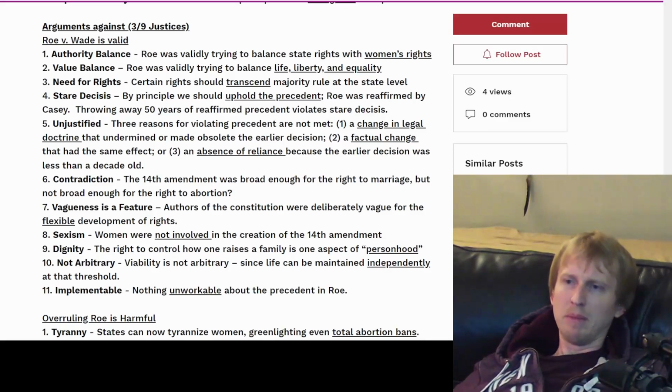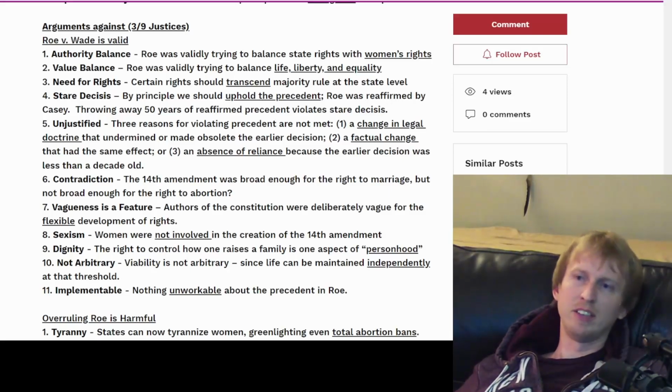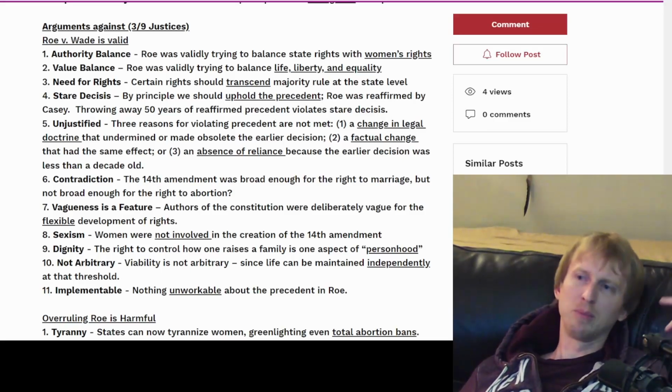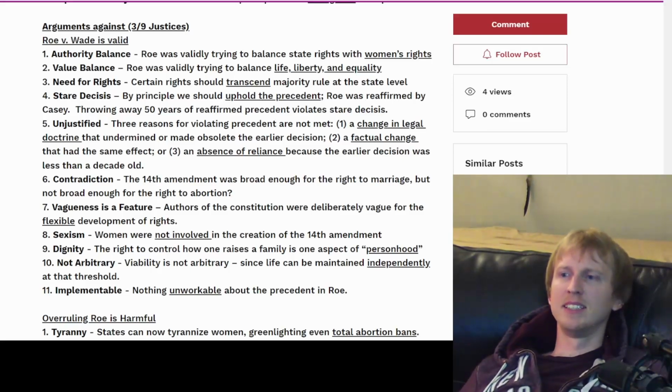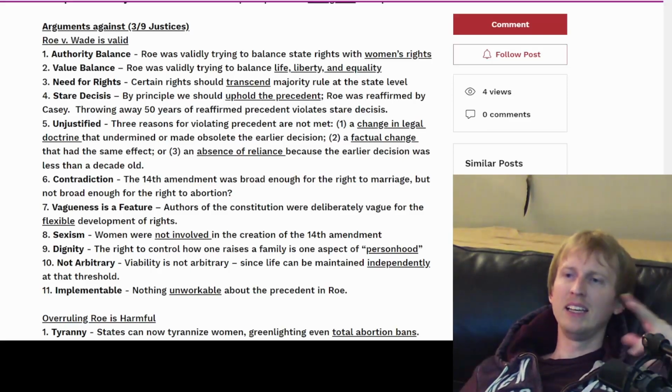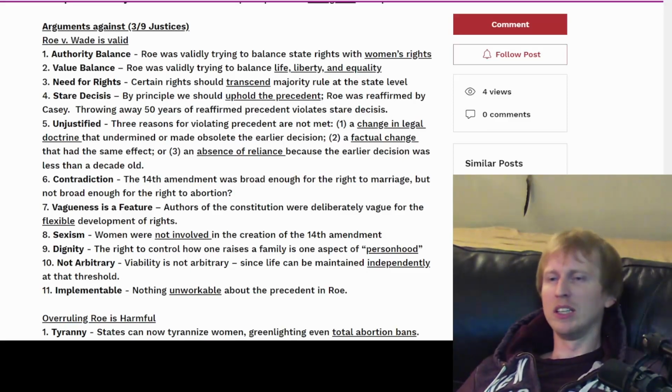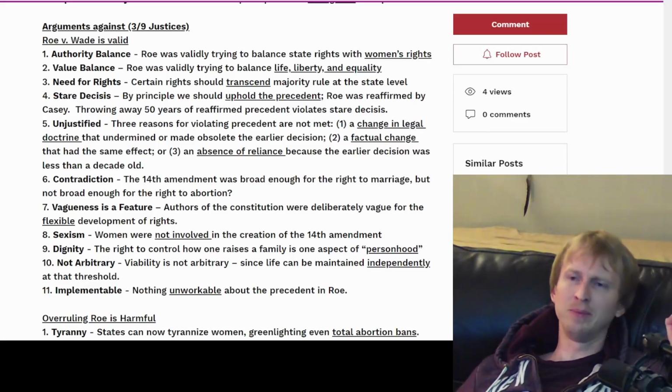So the 14th Amendment was broad enough for lots of different things, right? The 14th Amendment granted liberty, and within liberty, a lot of different rights were interpreted out of that amendment. For example, the right to marriage. But if the 14th Amendment is broad enough to give us lots of rights, including the right to marriage, why isn't it broad enough for the right to abortion? So they basically flipped the argument upside down.